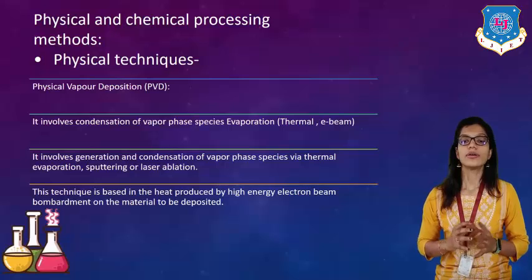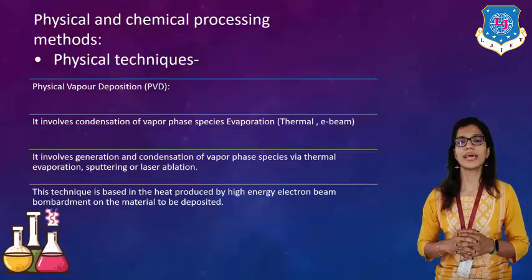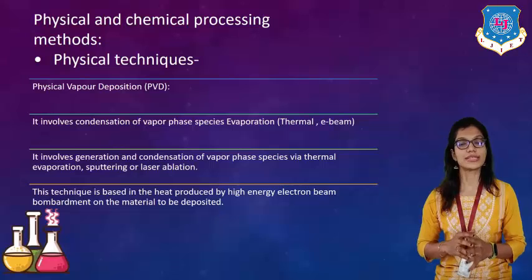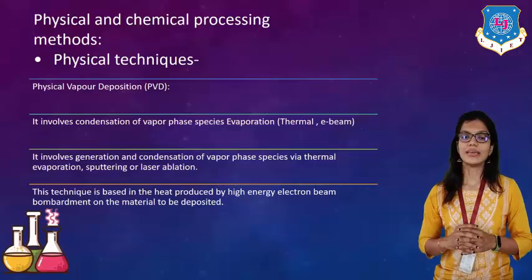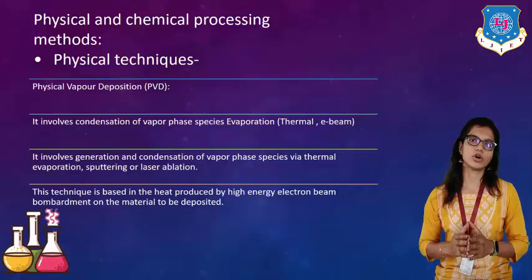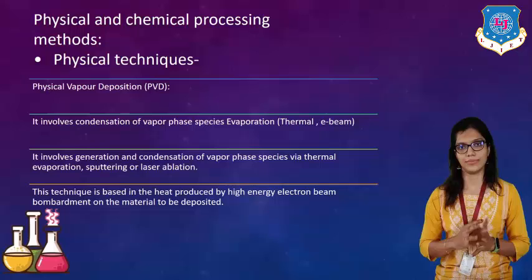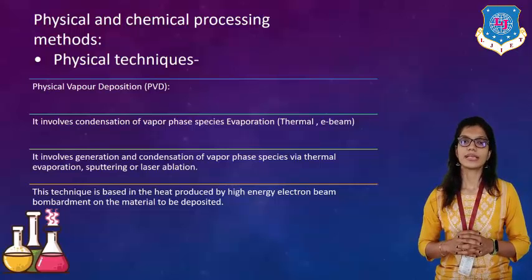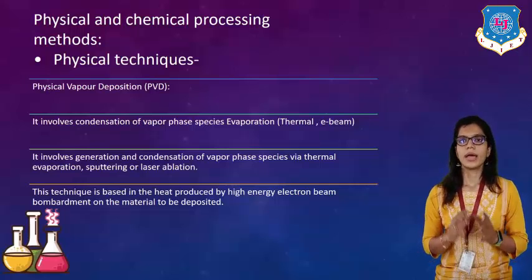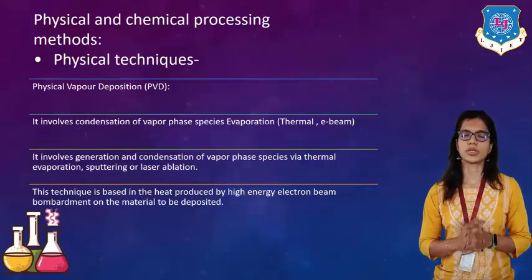Now here, if we talk about the physical processes methods, it can be written as the physical techniques. The first one is a physical technique. A physical technique is basically a technique which can be observed, seen, or done physically. Here we can take an example of PVD. PVD stands for physical vapor deposition.